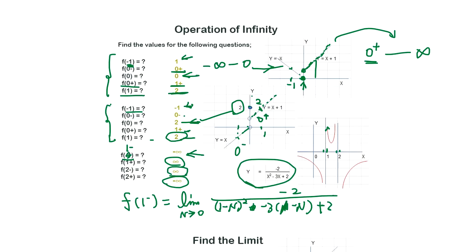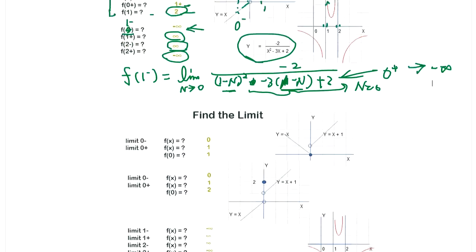Okay, so this becomes infinitely small. You expand this equation and put n equals 0. What's left? The bottom is going to be 0 positive. So this whole thing, the limit value, is going to be negative infinity. Okay, so let's practice how you find limit.